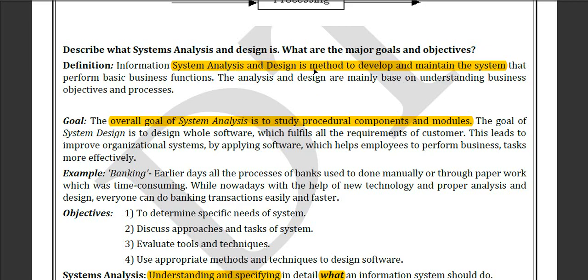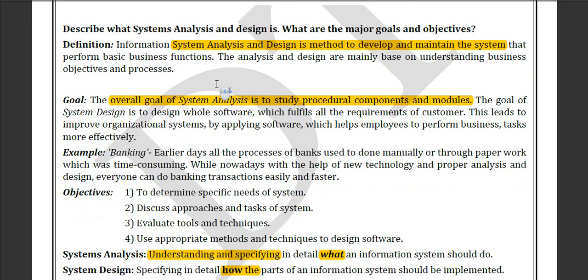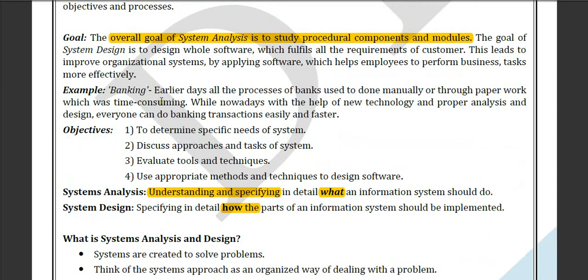Information system analysis and design is a method to develop and maintain the system that performs the basic business functions. We can take the example of a bank here. Now in the banking sector we have many systems, like the billing system and the cash withdrawal system. Those are all separate systems. If we analyze each system, that is called system analysis. And if we find out how the system is designed, this is known as system design. Together this is called system analysis and design.